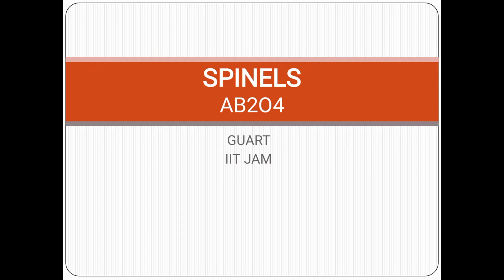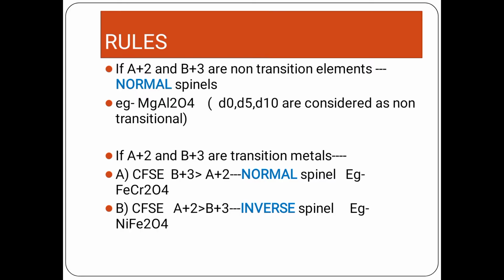In today's video, we are going to learn how to identify the spinel structures. That is, whether the given spinel structure is a normal spinel or an inverse spinel. Basically, there are 4 general rules to identify whether the structure is inverse spinel or a normal spinel. So coming to the first rule: if your A+2 and B+3 are non-transition elements. But before that, let us see what exactly the spinel structure has in it.